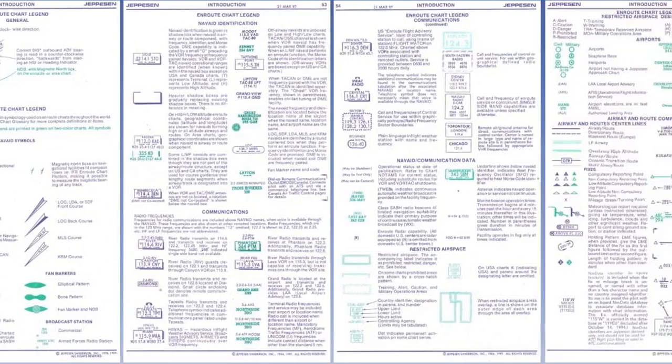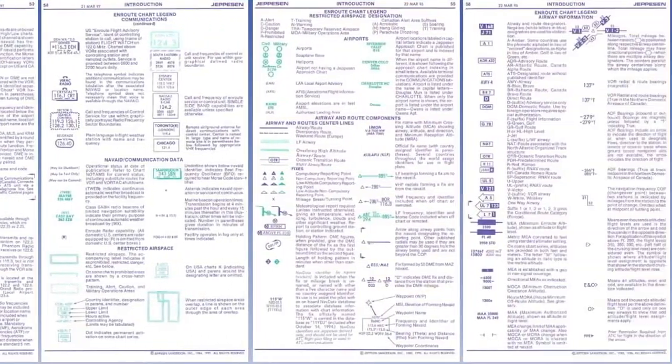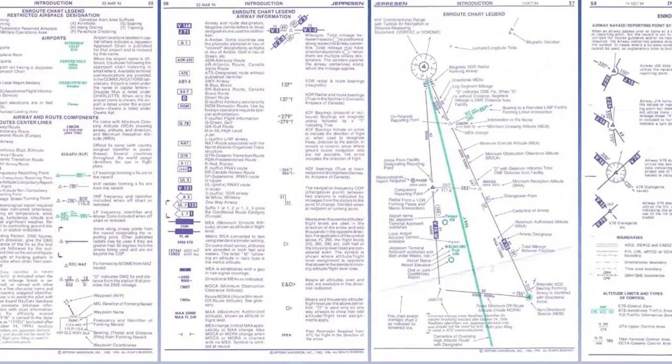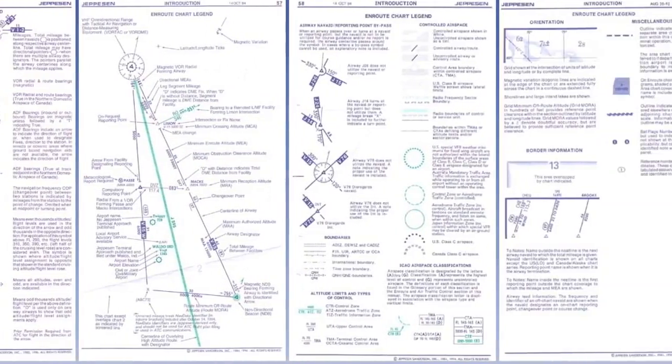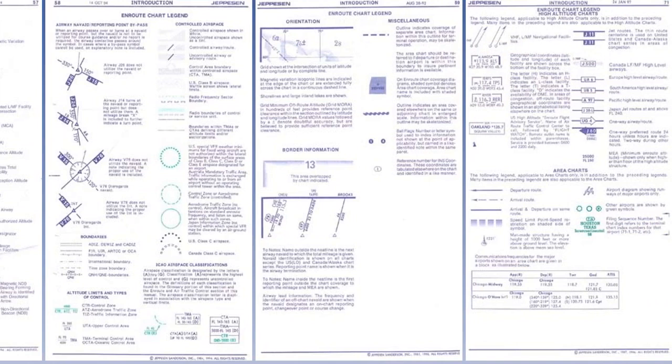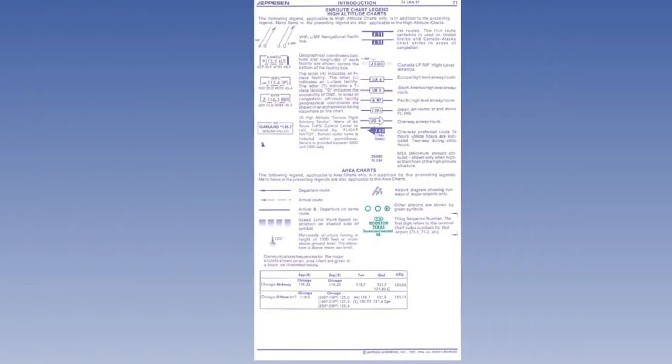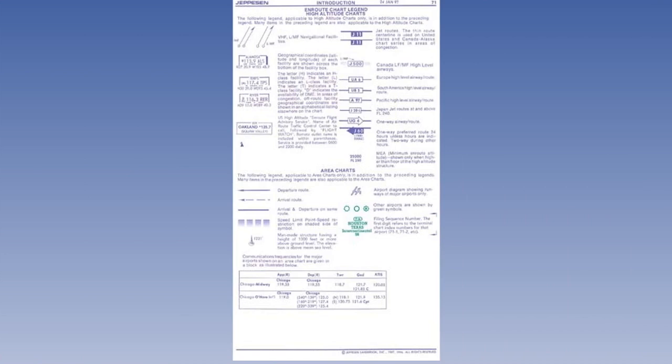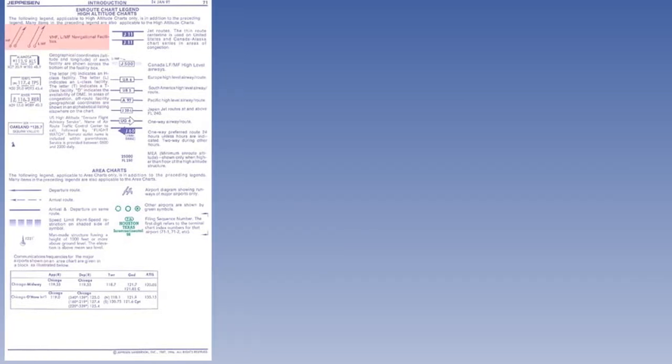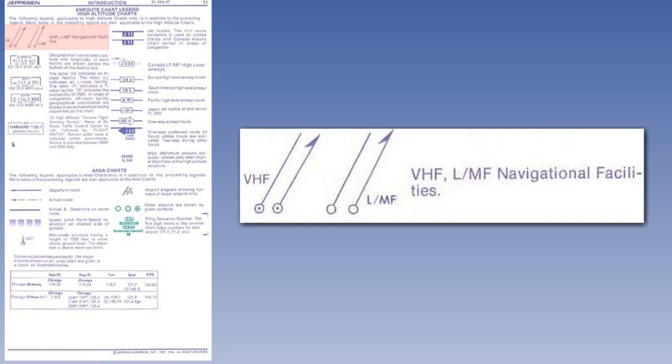The chart legend we have looked at so far may be found on any of the en route charts. However, there are some which apply to the high altitude charts only. These are to be found on page 71, and again we will only discuss the most important ones. We have already seen that VOR and VORTAC beacons are depicted with an arrow orientated to magnetic north. On high-level charts, this system is also used for VHF and LMF off-route facilities.